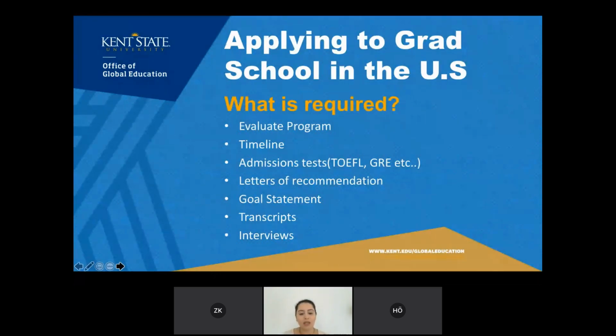Some programs also may offer or require interviews, where you have to interview with the committee before they can review your file and present you with admission.